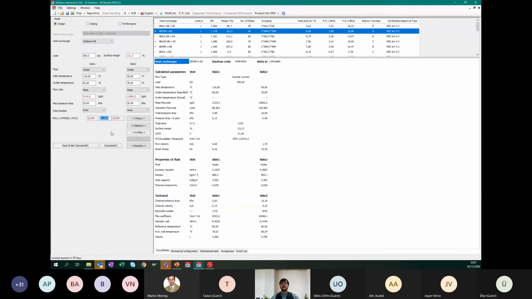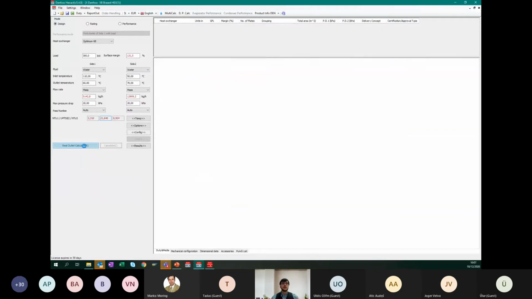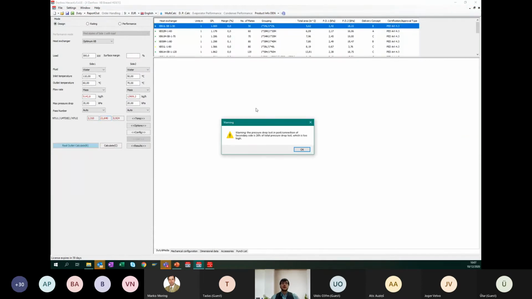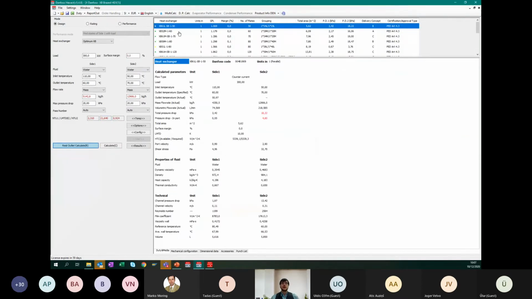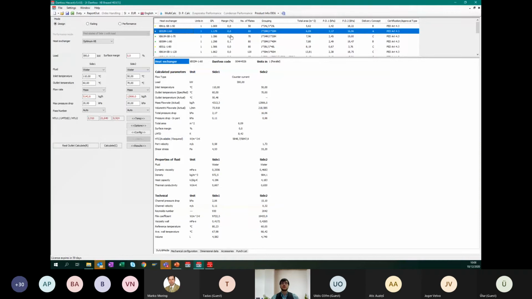And how now to understand what will be the impact of this surface margin to my calculation? I need simply to calculate using not the calculate button, but the real outlet calculate button. What will change? Now let me press this one. My selection software now will make a calculation utilizing the full surface margin. You see, I have no surface margin anymore. My surface margin is 0 because the selection software calculated the full impact of using the whole surface on my parameters.